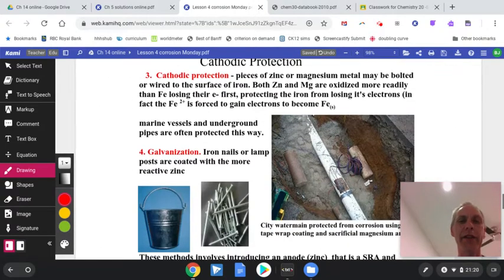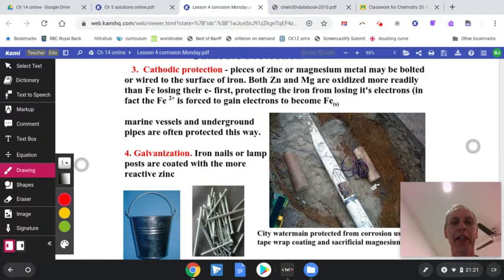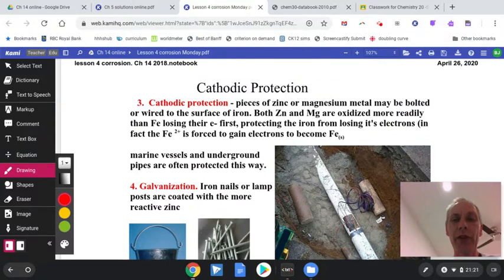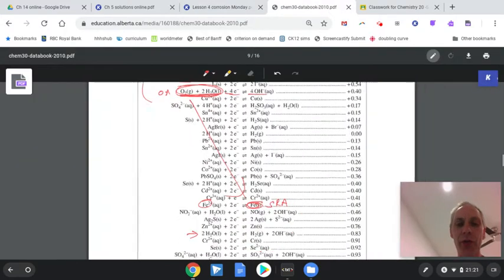Now we're getting into my favorite and the interesting ones. So cathodic protection, what the heck is that? Okay, so in cathodic protection, you use a really strong reducing agent. Zinc or magnesium are the best 2. I'm going to show you why.